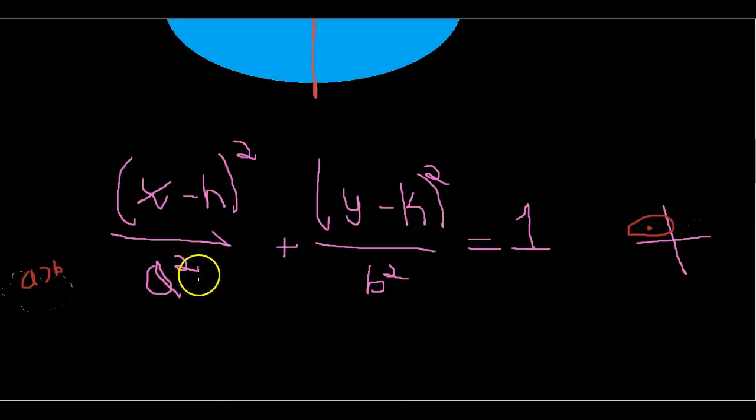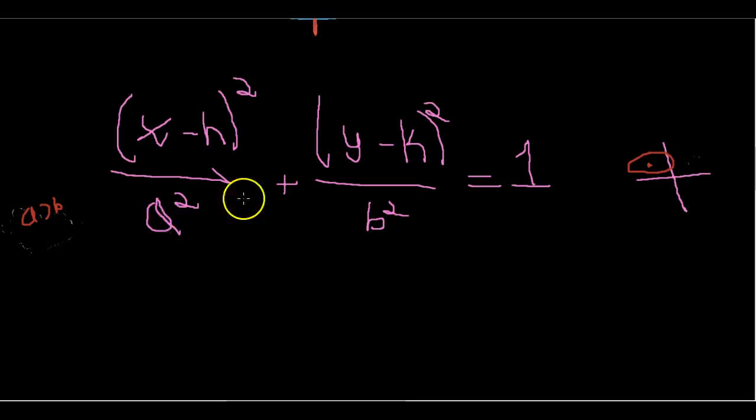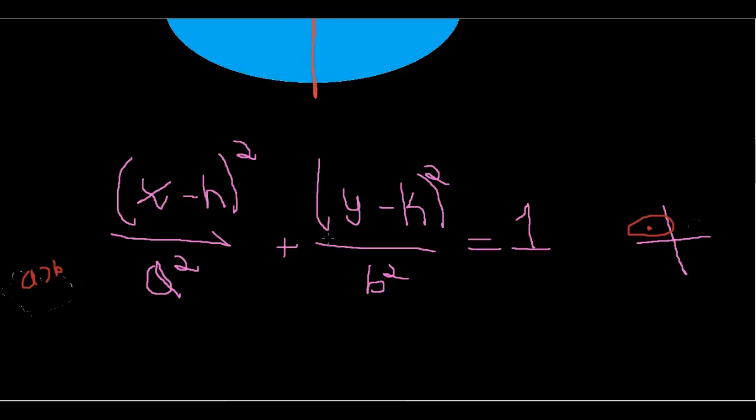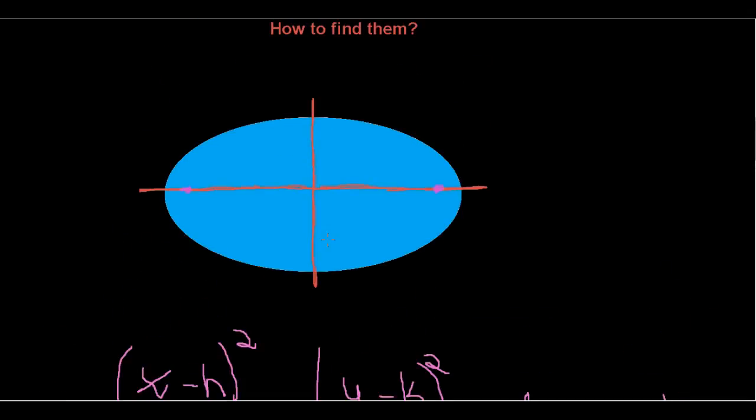So let's say a squared was 9, then we know that it would be 3 over, and if b squared was 4, then we know it would be 2 up in each direction, which would make up the major and the minor axes. And if none of that makes sense to you, then you should probably go back and review circles and ellipses, and I have a video on it, or use Khan Academy, which is a great tool.